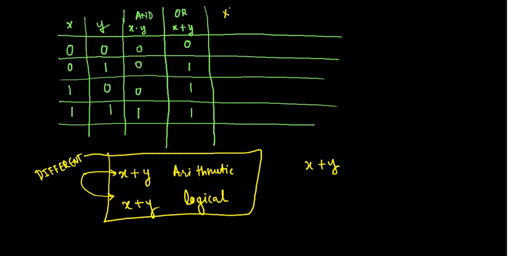So go back to your hostel, ask your friends what is 1 plus 1 in binary. If they give the wrong answer, you just laugh and say that I didn't ask whether it is logical or arithmetic. So in that sense. Alright, that is fine.